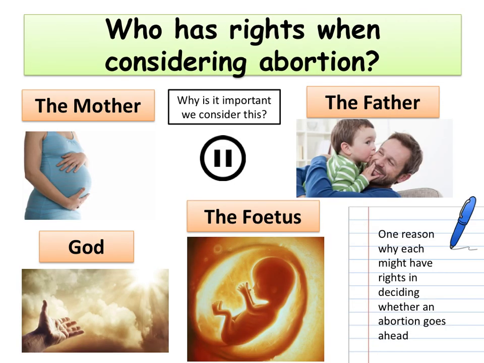The next thing that you'll need to know about for your exam is thinking about who would have the right to consider whether an abortion takes place or not. There are 4 different groups of people on the screen at the moment: the mother, the father, the fetus, and God. I want you to pause the video for a minute or two and to consider why it's important that we think about this. I want you to write down one reason for each one of these groups, why each might have rights in deciding whether an abortion goes ahead or not. Pause your video now and think about those 2 things.